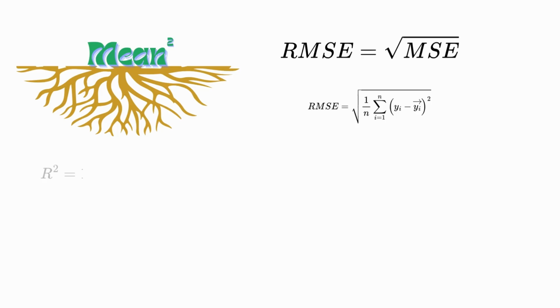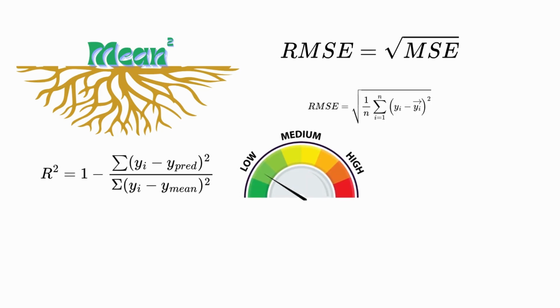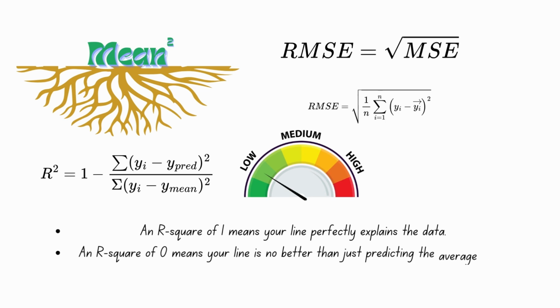Now, RMSE tells us the size of the errors, but what about the quality of the fit? That's where R square comes into the picture. It is also called the coefficient of determination. If R square equals 1, it means that the line perfectly explains the data. If R square equals 0, that means the line is no better than just predicting the average every time.